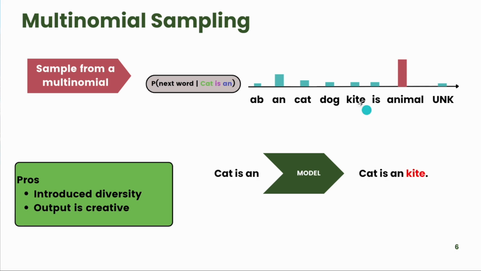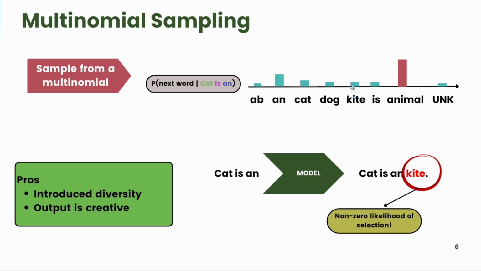Because kite has a non-zero probability here, it can be chosen with some likelihood. So you end up with an output which makes no sense semantically, and you do end up in scenarios where the output is just junk words. Now we can fix this problem by trying to get rid of words which have very small probabilities. If I could somehow remove words like kite or dog, which have a non-zero probability, but these probabilities are not big enough, I should be able to get more reasonable outputs. And this is what the other approaches try to do.